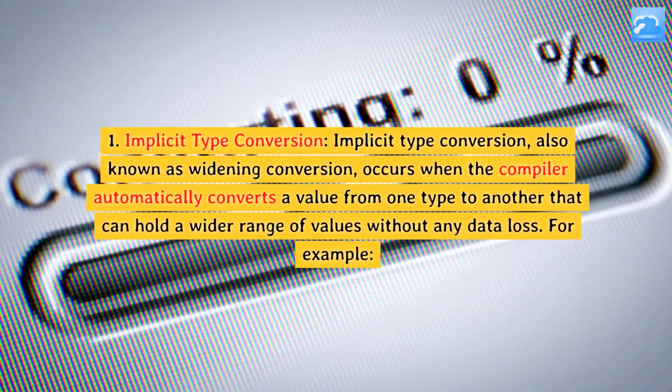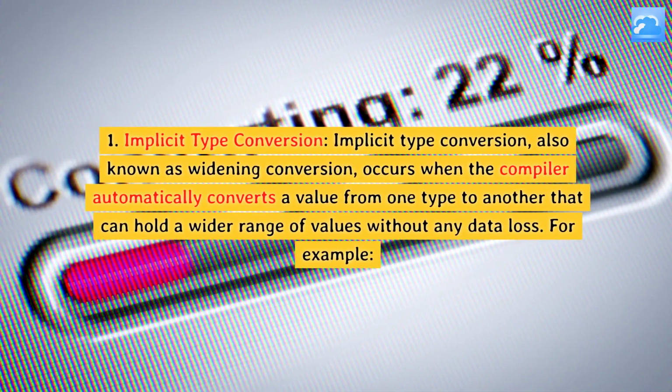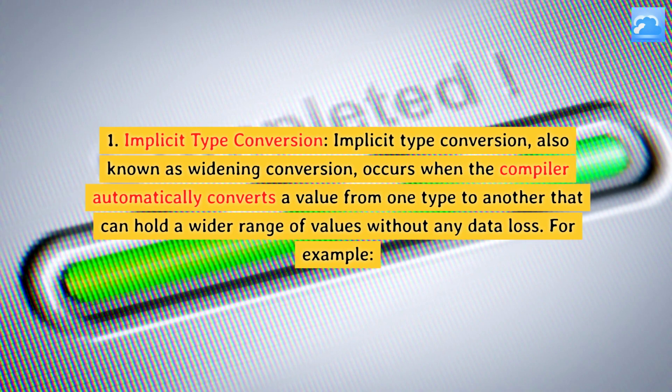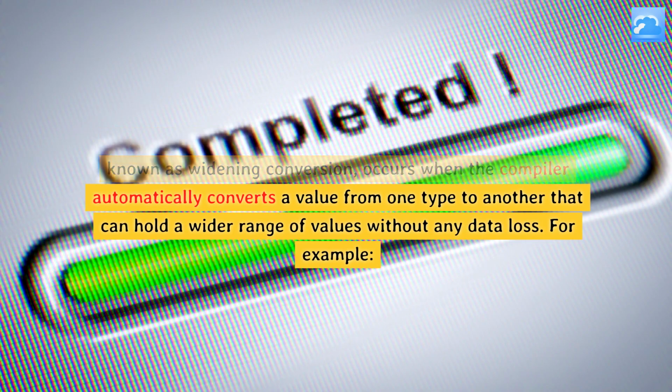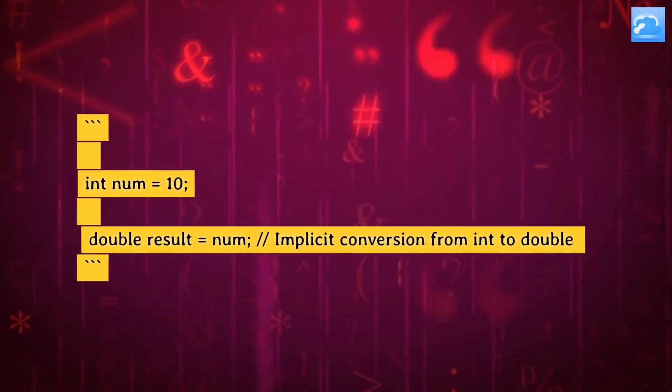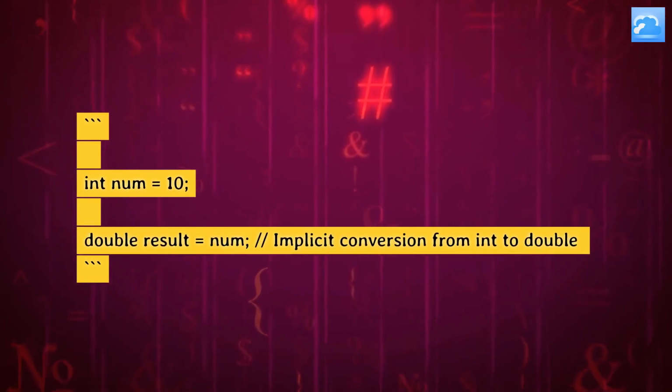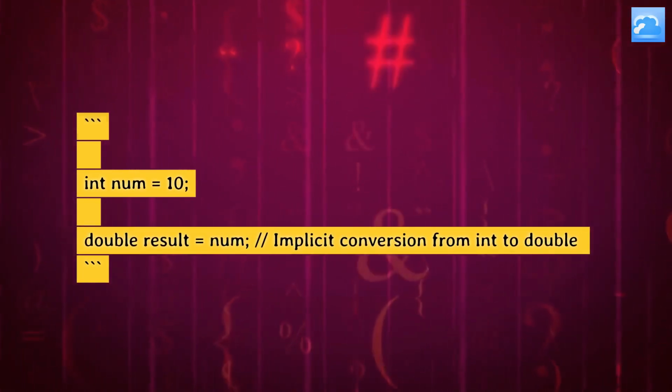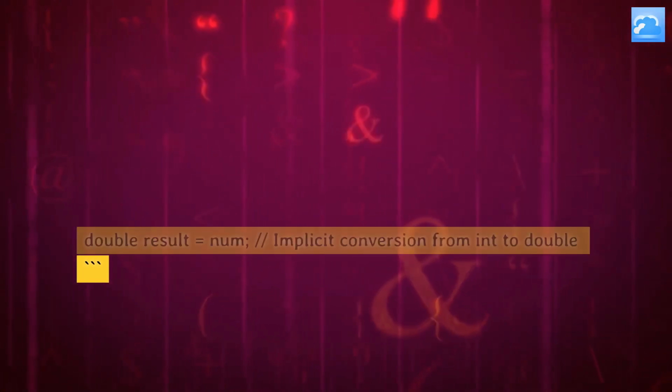1. Implicit type conversion. Implicit type conversion, also known as widening conversion, occurs when the compiler automatically converts a value from one type to another that can hold a wider range of values without any data loss. For example: int num = 10; double result = num; // implicit conversion from int to double.